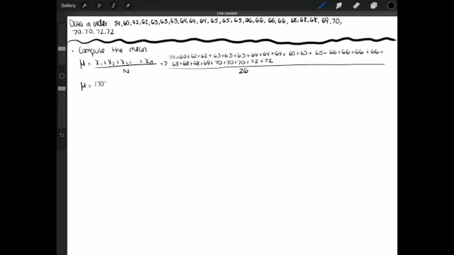When we add these values, we get 1705 divided by 26, and this gives us about 65.58. But since we are rounding to the nearest tenths place, this gives us 65.6, and this mean represents the average of our data. The next thing we're going to do is compute the standard deviation.